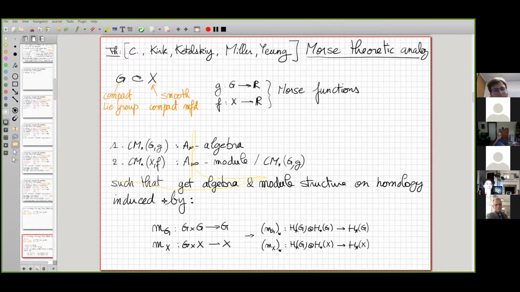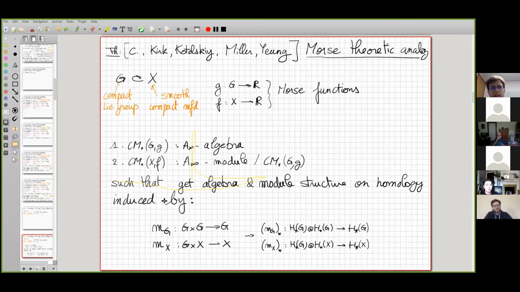And these structures are such that when you pass to homology, you recover the algebra and module structure induced by the multiplication maps. So you have a multiplication from the group times the group to itself, which is the group operation, and the group action on X. They induce pushforwards in homology.